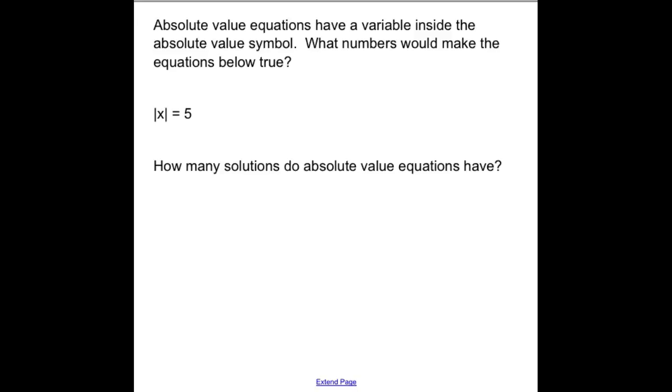Absolute value equations are equations that have a variable inside of the absolute value symbol. You have to think about what numbers would make the equations below true. So obviously x is 5. The one that you might forget about is that x could also be -5, because the absolute value of both of those is 5, like we talked about above. And so absolute value equations actually typically have two solutions.